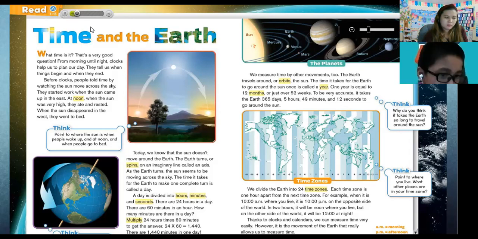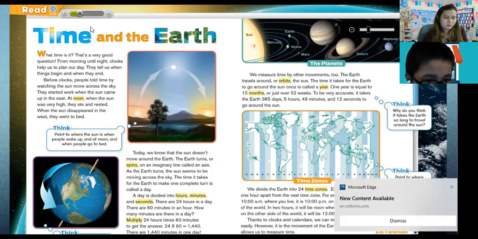They started work when the sun came up in the east. At noon, when the sun was very high, they ate and rested. When the sun disappeared in the west, they went to bed. Today, we know that the sun doesn't move around the earth.